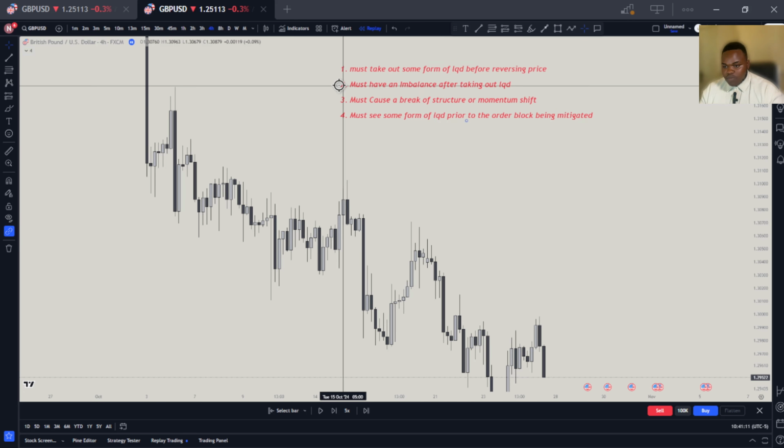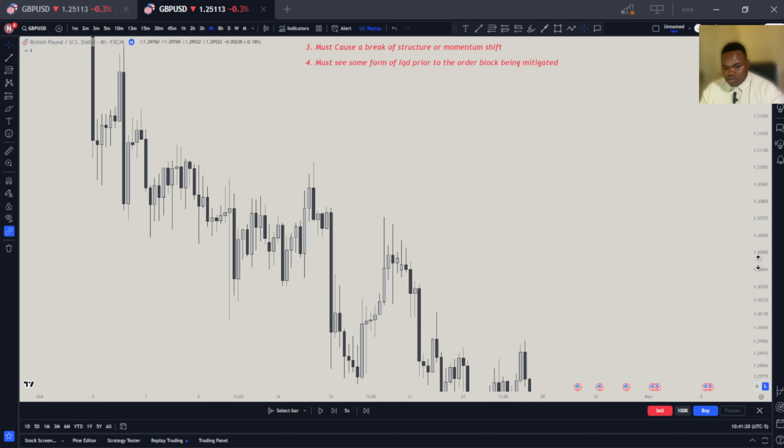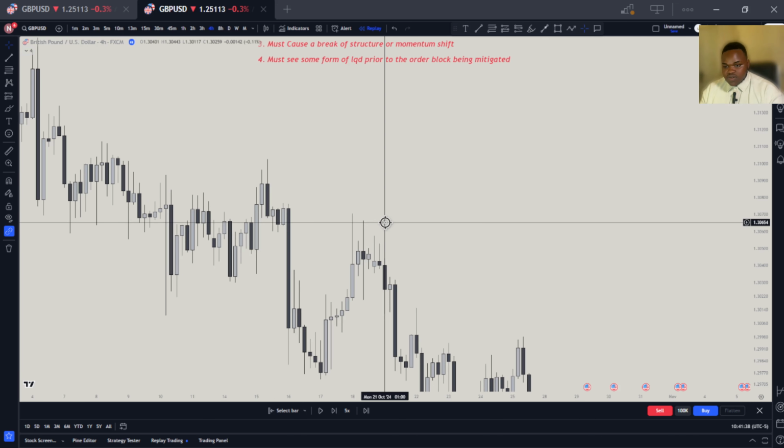Number one, an order block must take out some form of liquidity before reversing price. So what does that simply mean? It simply means an order block must sweep a high, or must take out some form of liquidity before it reverses price. So let us dive deeper.